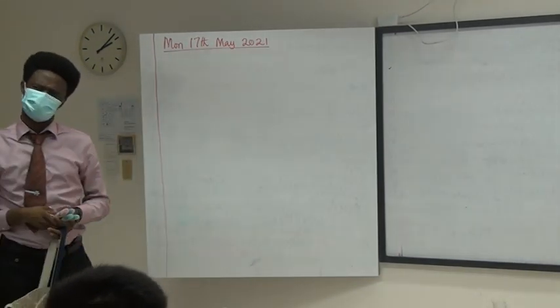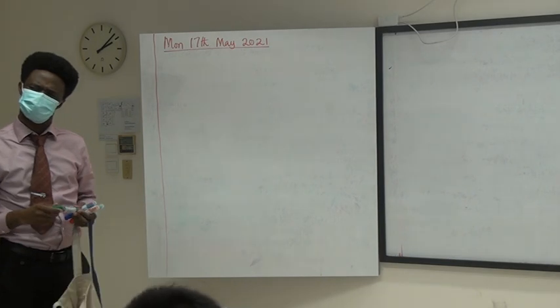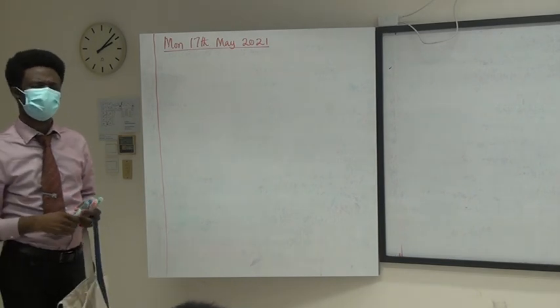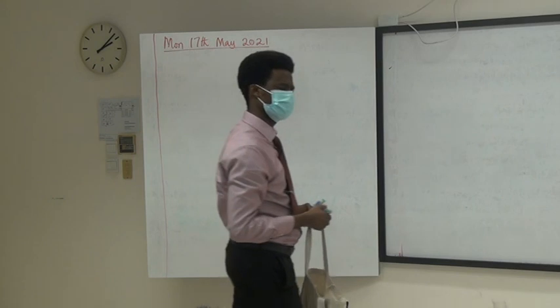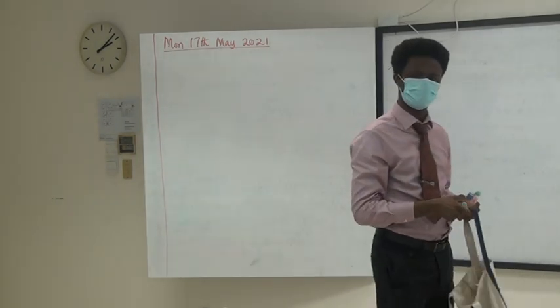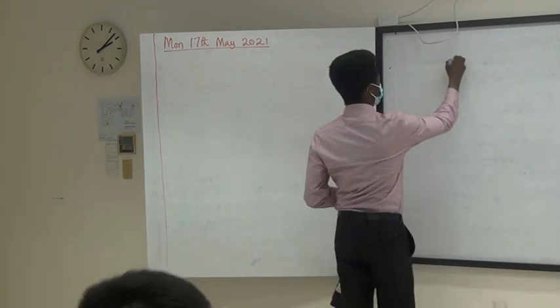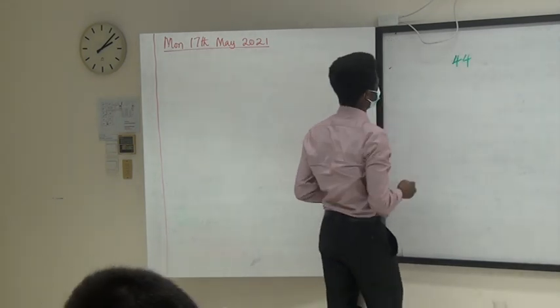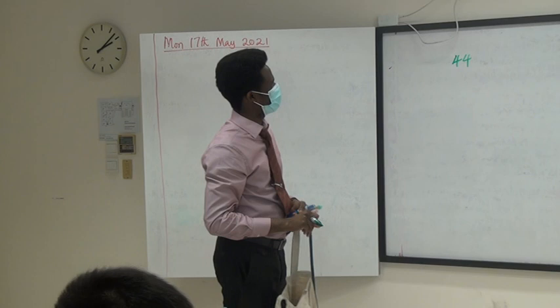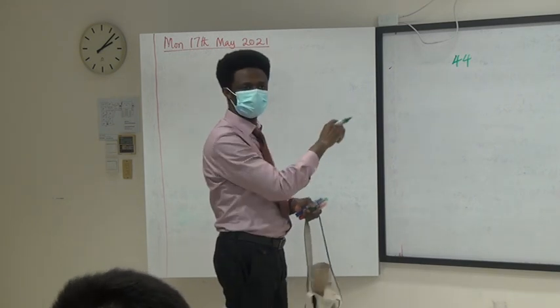Is 2021 a prime? Somebody check the square root of 2021 for me. I want to use some number theory technique to check if it is a prime. 44 point, so let's say 44. There are prime numbers between that, right?